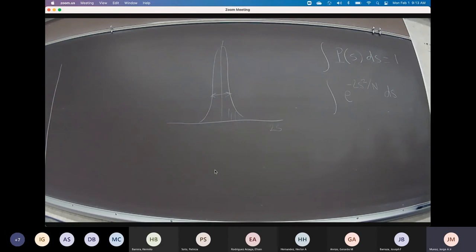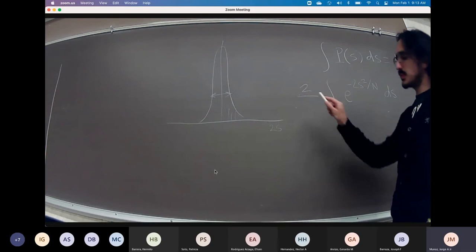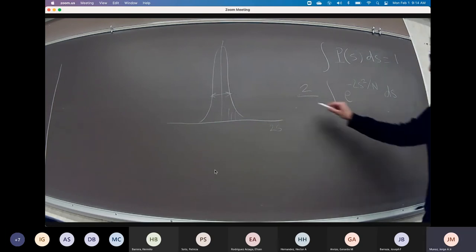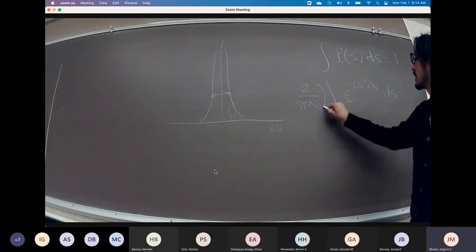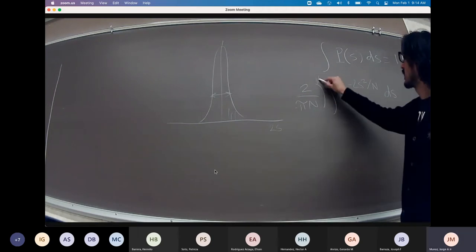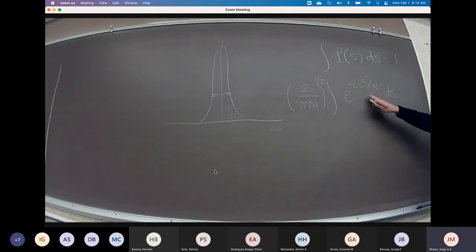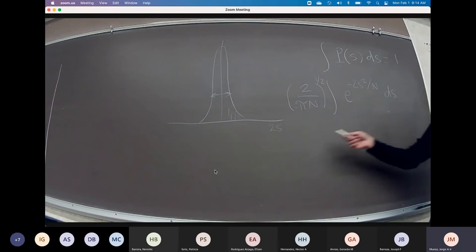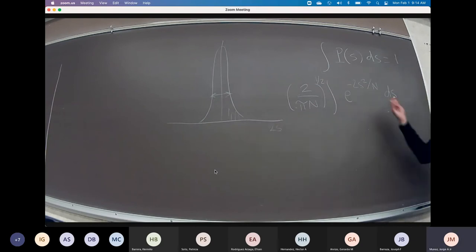Okay, and we had another factor in there: 2 divided by pi over n to the 1/2. And you know, this is the Gaussian distribution. So if you go to very large values, the area under the curve is essentially zero. So you can safely say that this is from minus infinity to infinity.